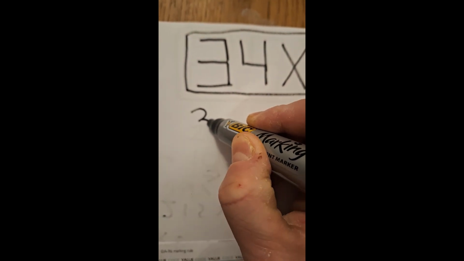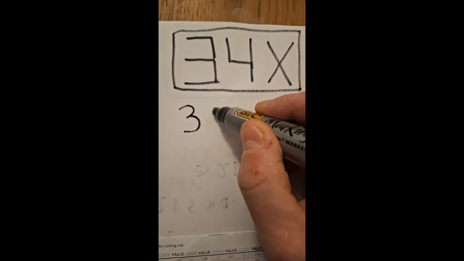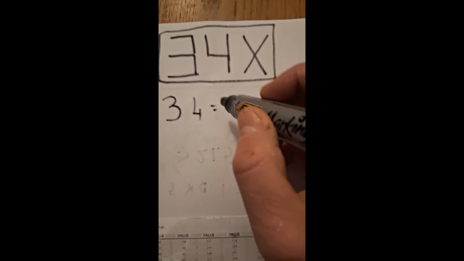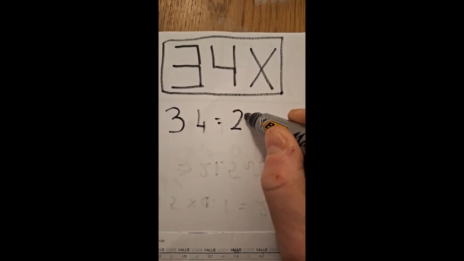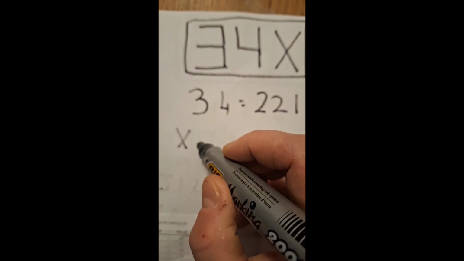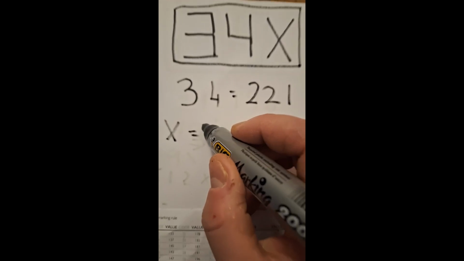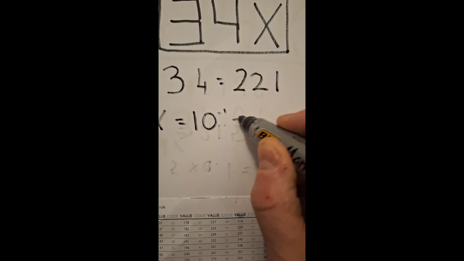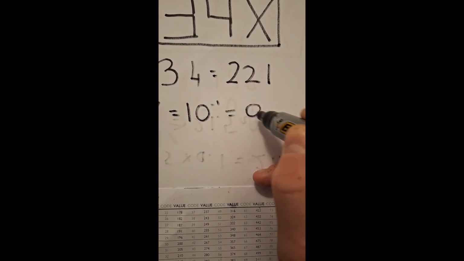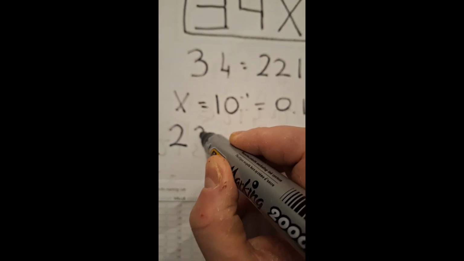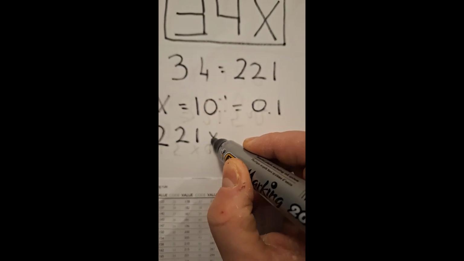34X can be broken down to 34 and X. From our table, we can see that code 34 corresponds to 221. X is the multiplier, which in this case is 10 to the power of minus 1, which equals 0.1. So now we have 221 multiplied by 0.1, which is of course 22.1. So the value of our resistor is 22.1 ohms.